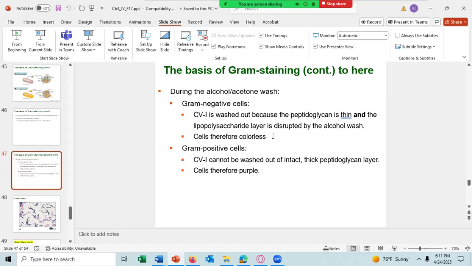The lipopolysaccharide layer is disrupted by the alcohol of the alcohol wash, and so the cells therefore appear colorless because there's no crystal violet iodine complex left in them. In the gram-positive cells, the crystal violet iodine complex cannot be washed out of them because of the thicker peptidoglycan layer, and the cells therefore remain purple as long as we apply the decolorizing step correctly.